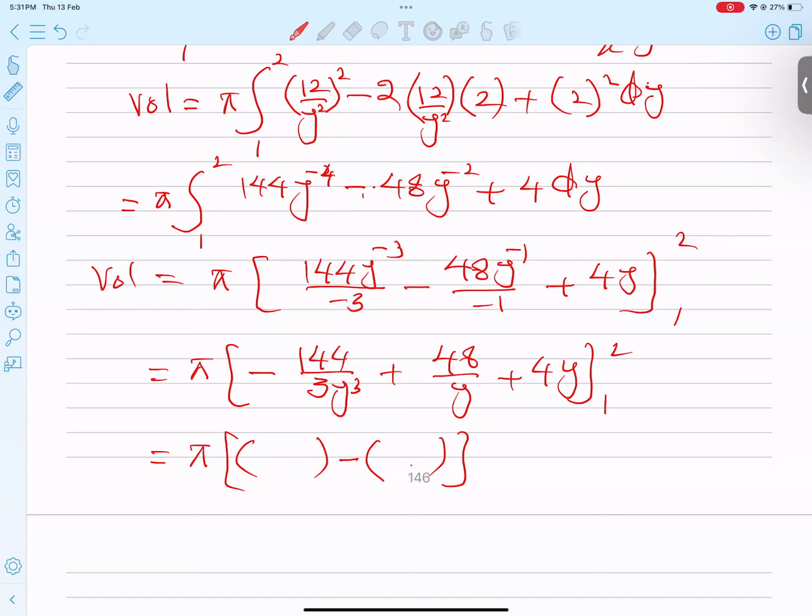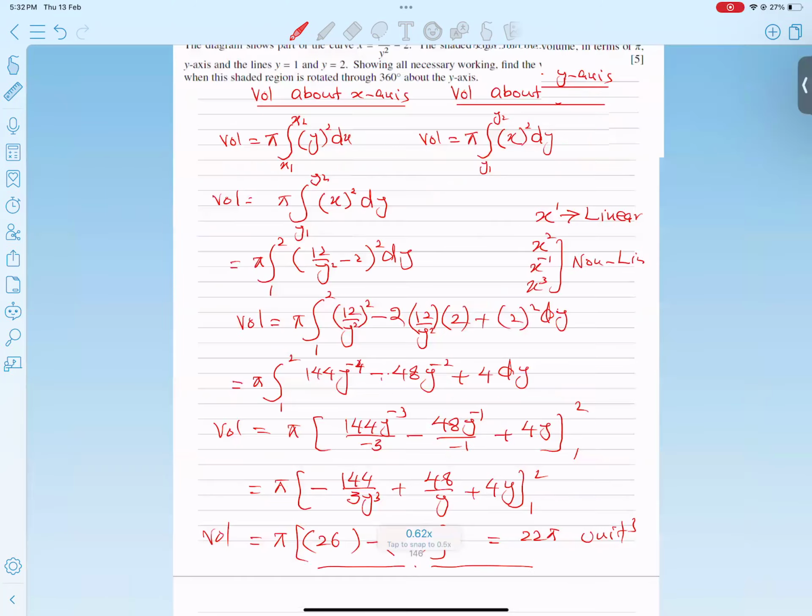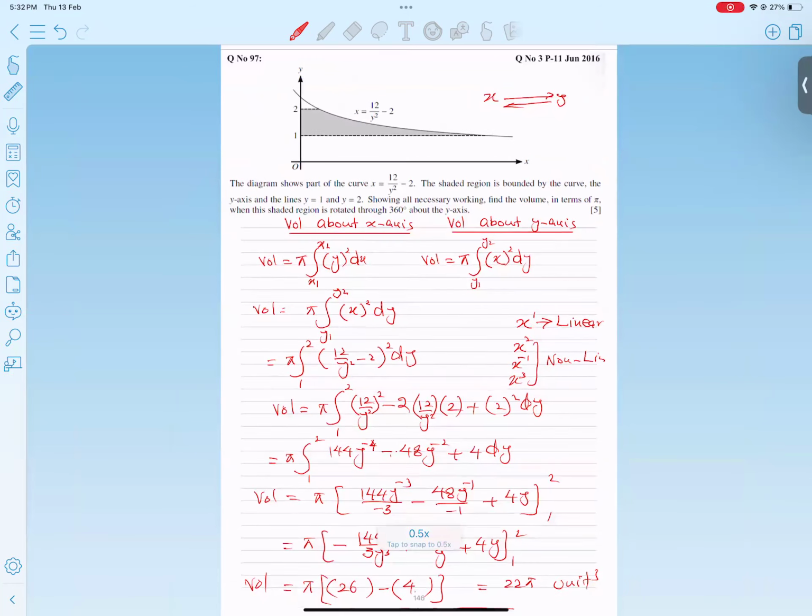This was the mistake. So now I am replacing 2: negative 144 divided by 3 times 8, and plus 24, and plus 8. I get 26. Then I plug in 1: negative 144 divided by 3, and plus 48, and plus 4. I get 4. So it means finally 22 pi units cubed is our answer for the volume about the y-axis. I believe the point is very clear and the question is completely over.